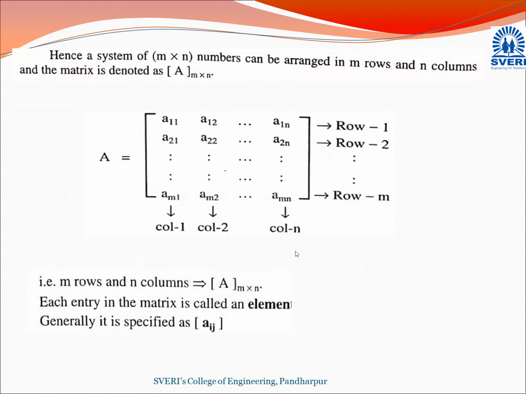Generally, we define a matrix A equal to A11, A12, up to A1n. Suppose we have n number of elements. The last row contains the elements Am1, Am2, up to Amn. There are m rows and n columns. Therefore, we can say it is a matrix of order m by n.